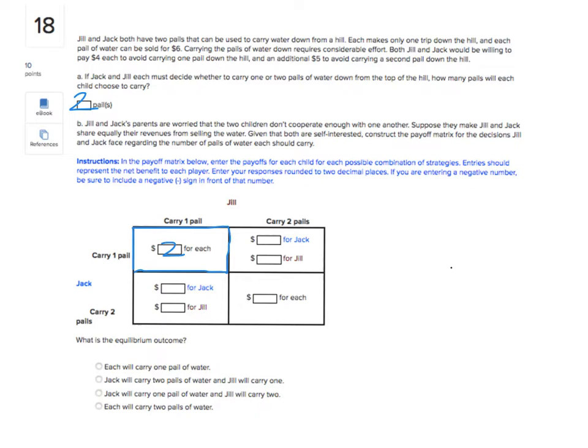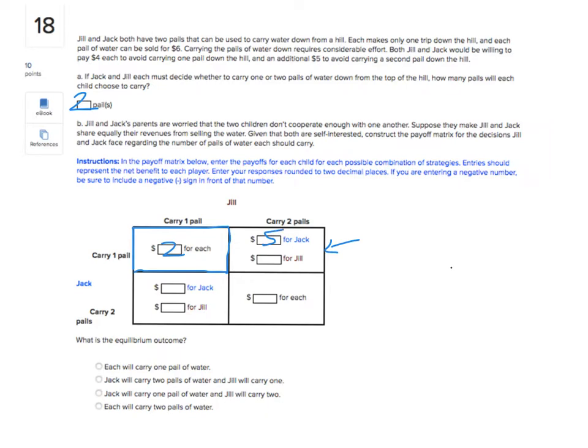Now let's think about the case where Jill carries 2 pails down and Jack just carries 1. So here, they'll have 3 pails total down the hill. That's $18. They split it, so $9 of revenues each. Jack has carried 1 pail down, so he's spent $4 in effort, so his net benefit is 5.